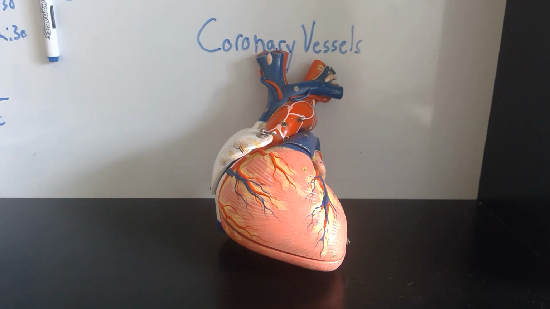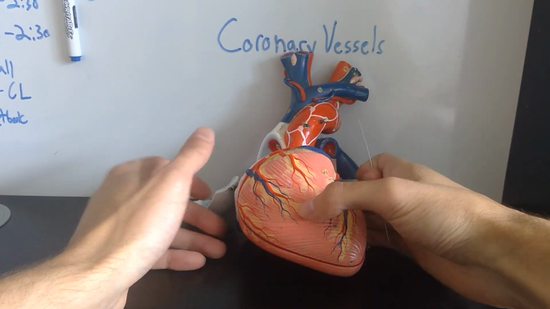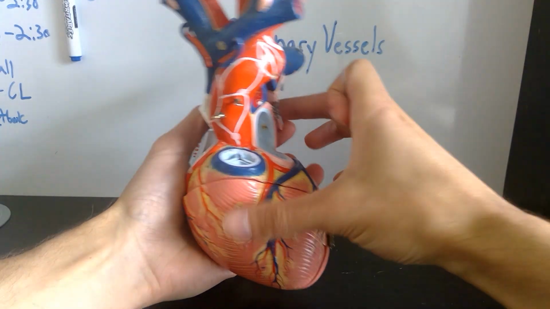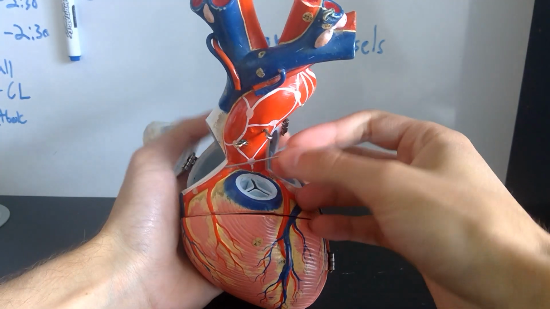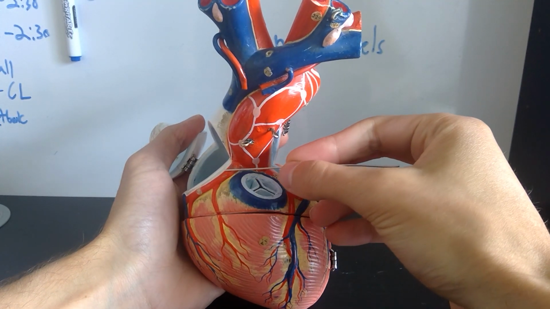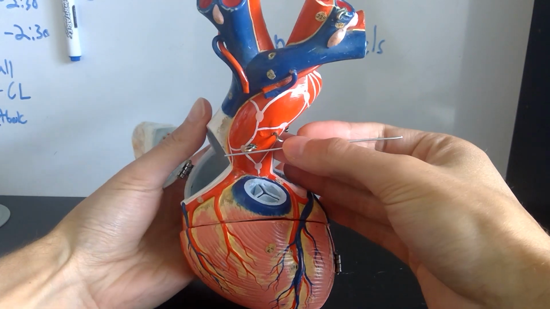So now in this video, we're going to go over the major branches of the coronary vessels, both arterial and venous. And to start it off, I'm going to flip back both my atriums here, so we can get a greater appreciation for the left coronary artery and the right coronary artery. We're going to start with the right coronary artery, which has two major branches.